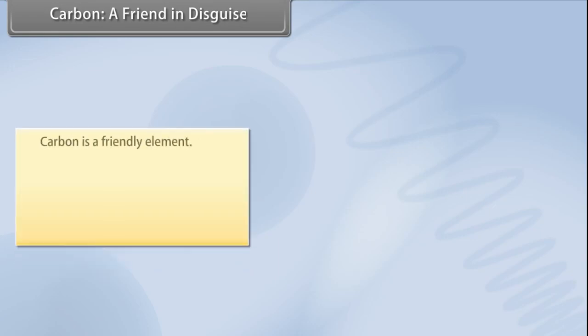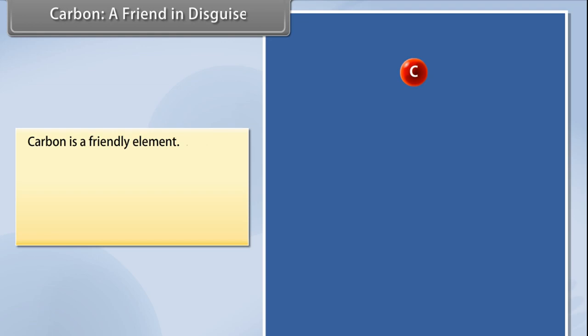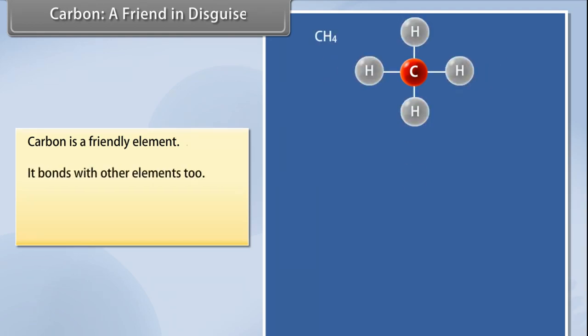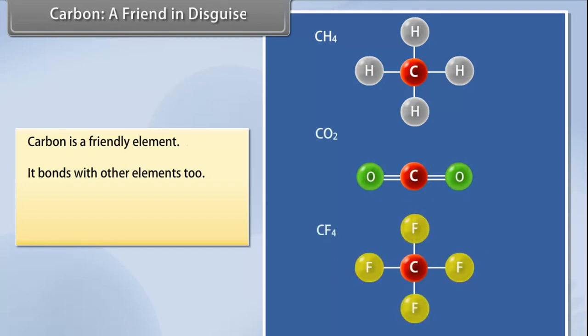Carbon, a friend in disguise. Carbon is a friendly element. It not only bonds with hydrogen, but also with other elements such as halogens, oxygen, nitrogen, and sulfur. The compounds are formed in the same manner as with hydrogen.